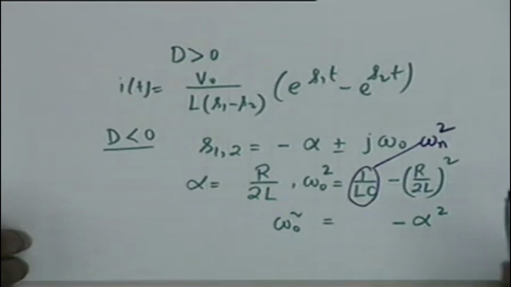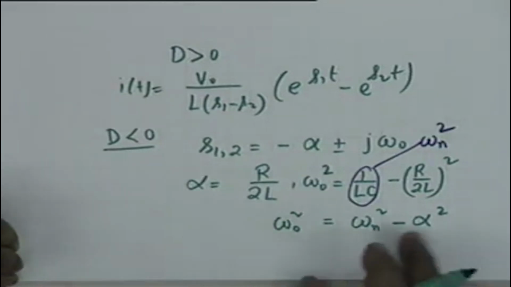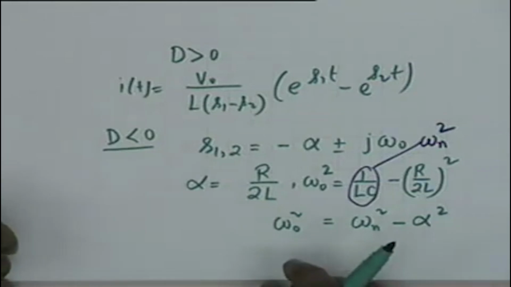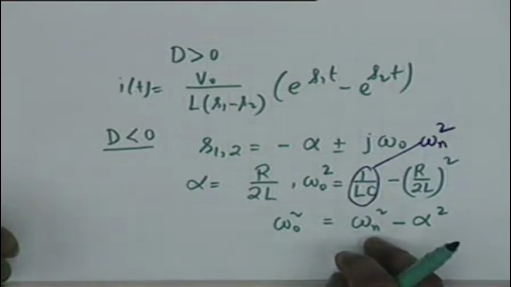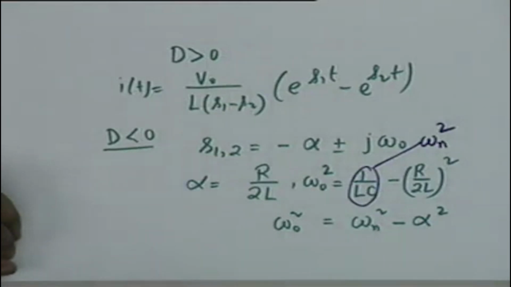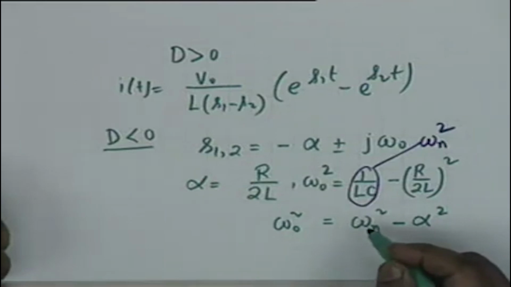Let us use omega n squared as 1 by LC. Then you notice that omega n is simply equal to omega 0 when alpha equals 0. That means if there is no resistance in the circuit, then omega 0 is simply equal to omega n. If there is no resistance in the circuit, where are the roots of the characteristic equation? They are purely imaginary, plus minus j square root of 1 by LC, which means that the roots shall be plus minus j omega n, and therefore omega n has a physical significance.